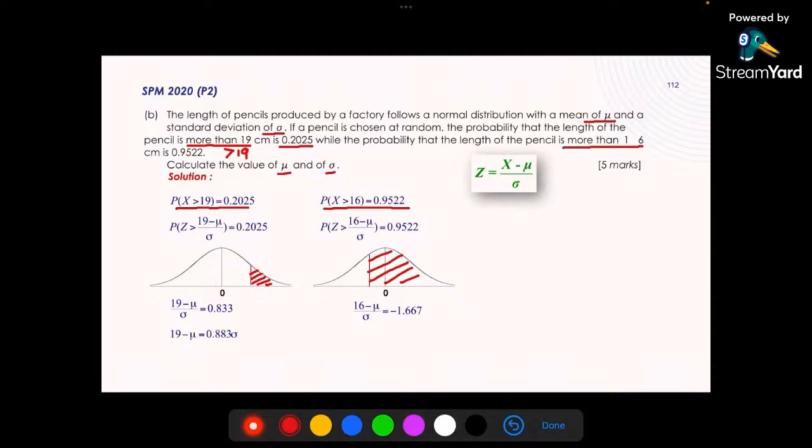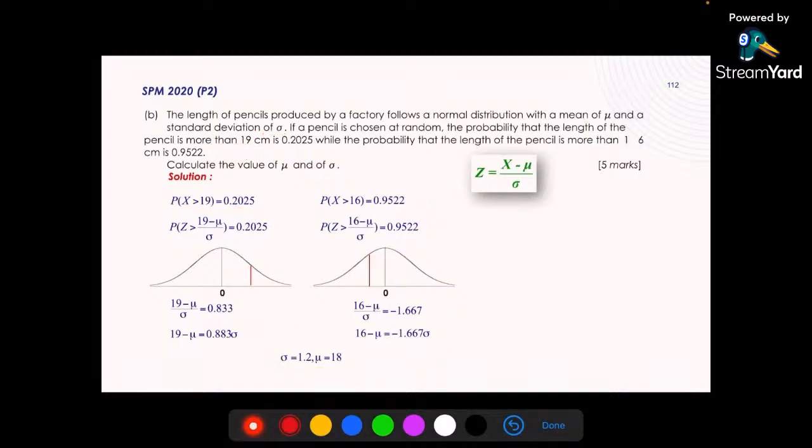normal table, you akan dapat this one adalah negative 1.667. Okay, this one kita consider sebagai the second equation. This is the first equation, this is the second equation. So kita buat simultaneous, kita buat elimination. So you akan dapat direct, it's quite direct question. Sigma is equals to 1/2, mu is equals to 18.